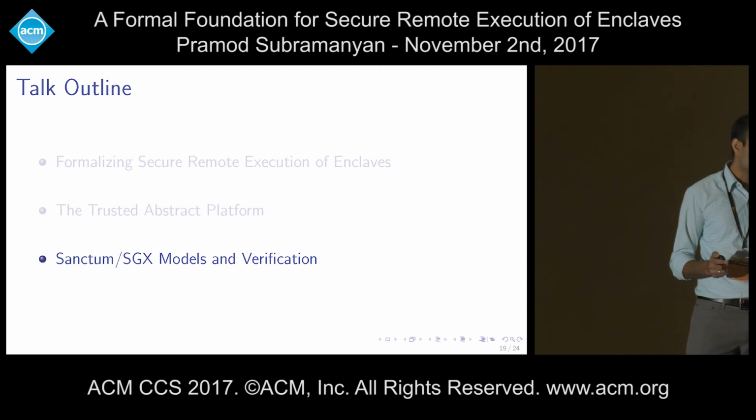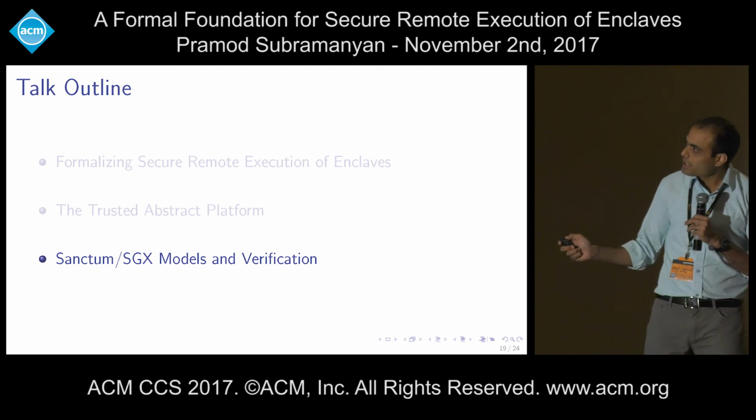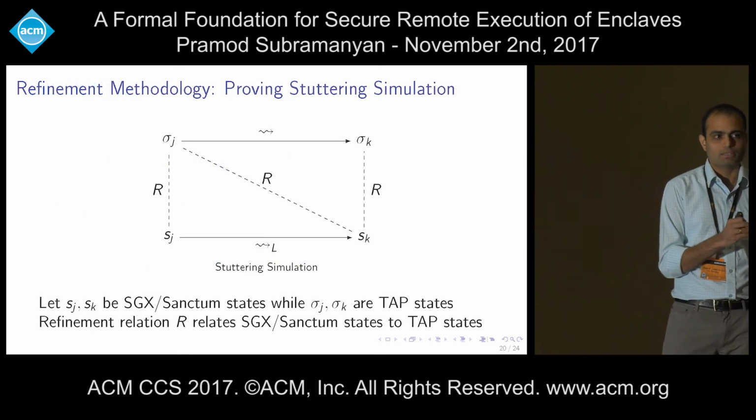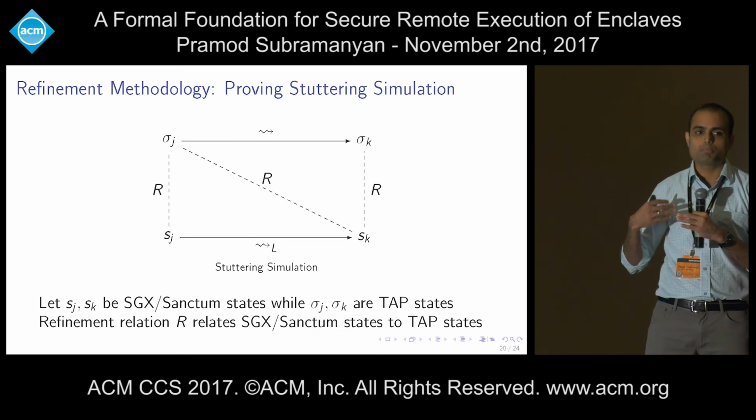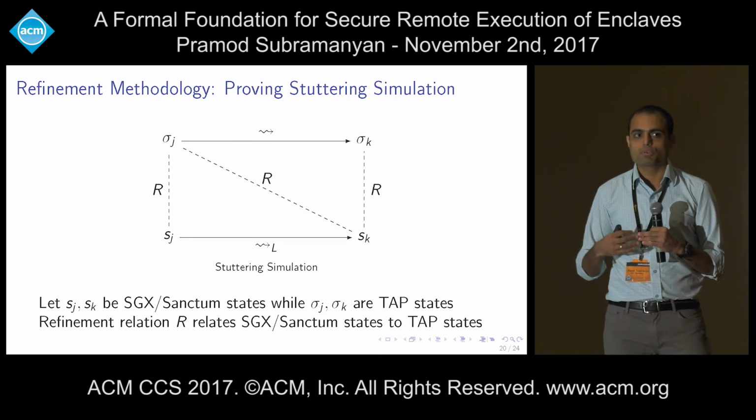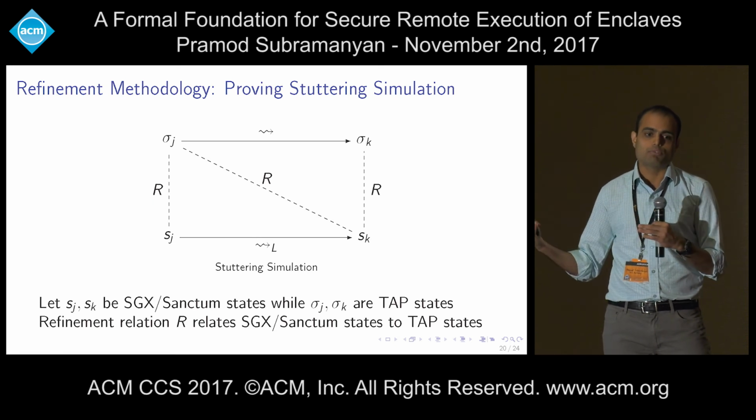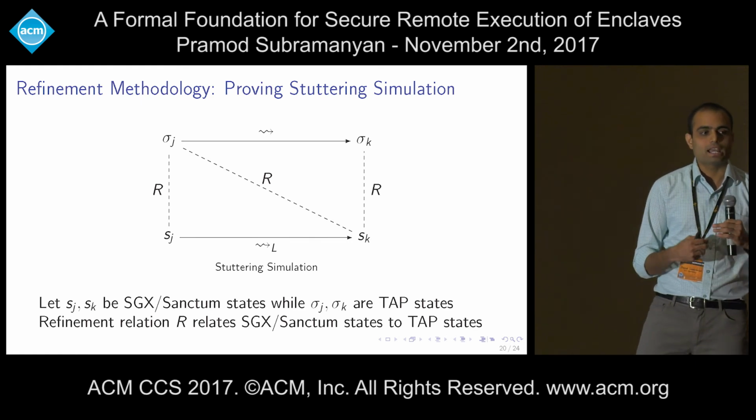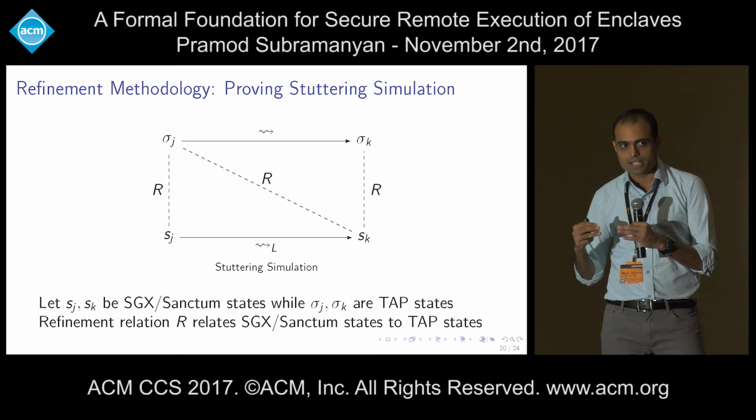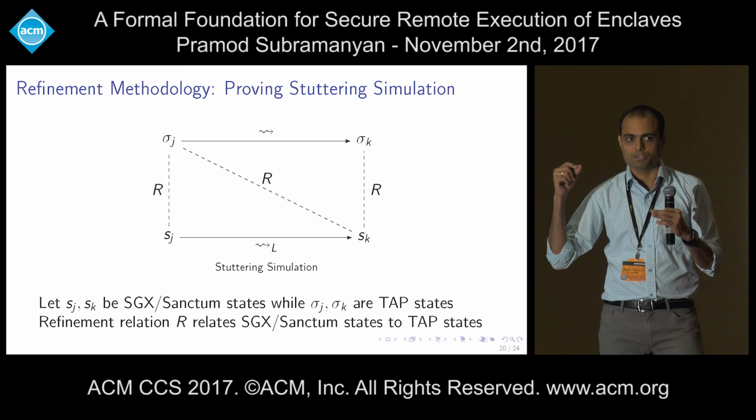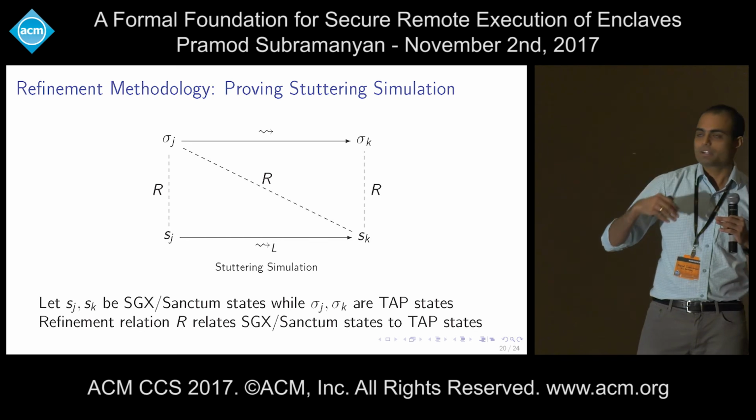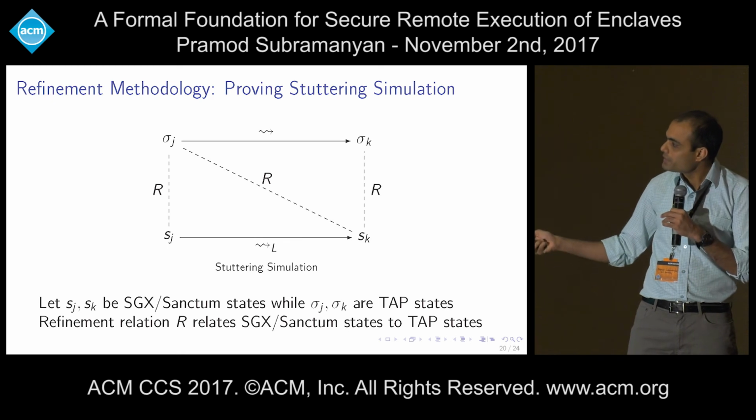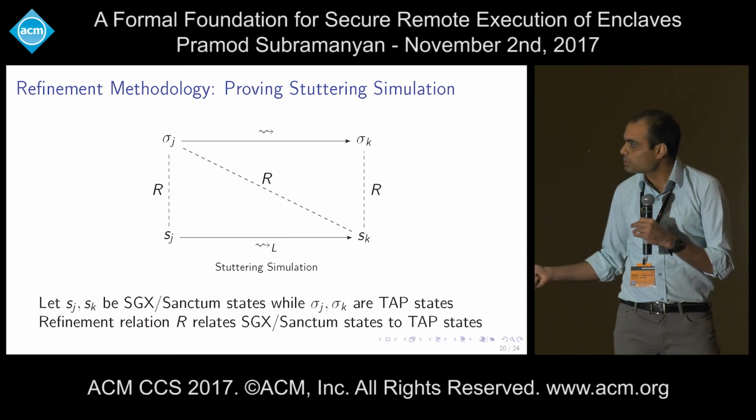Alright, so let me talk a little bit about the models that we built. But before I do that, I want to talk about refinement. So we have models of Intel SGX and MIT Sanctum, but our properties of secure remote execution are shown on the TAP. What we want to show is that these properties also hold for SGX and Sanctum. The way we do that is by saying that every trace of SGX or of Sanctum can be mapped to a corresponding trace on the TAP. And therefore, since every pair of traces of the TAP satisfies those three properties of secure remote execution, these properties also carry over to SGX and Sanctum.